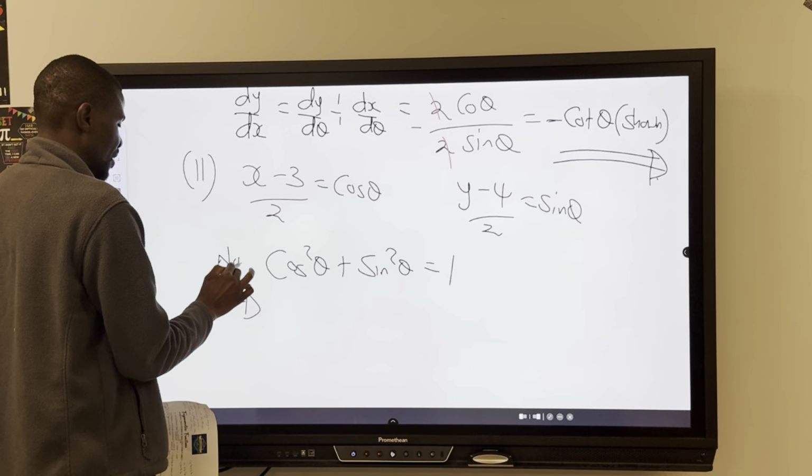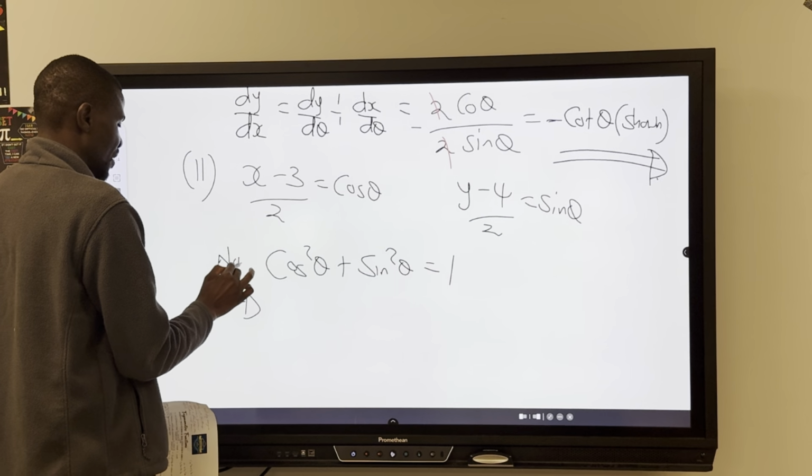On item 3, we are supposed to describe completely this part here. As you can see, the curve here represents a circle. So this is a circle with center (3, 4) and radius 2. Okay, so that's the equation of the circle with center (3, 4) and radius 2.